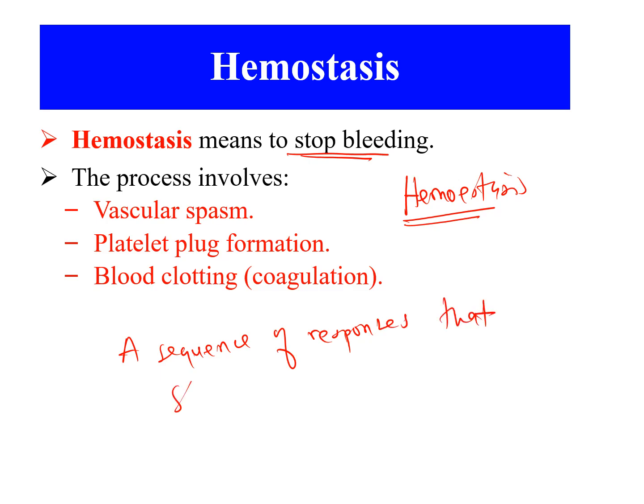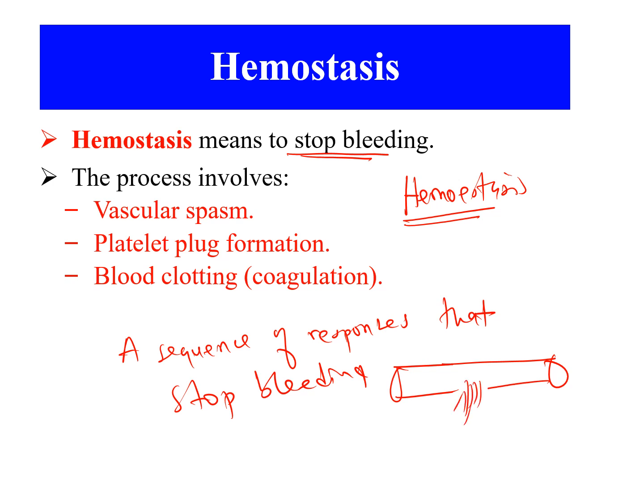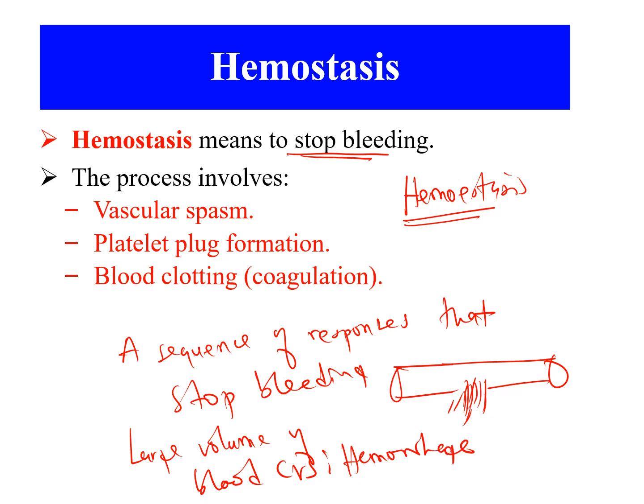So when there's a damage to the blood vessel, here is our blood vessel which has been damaged at this point here. Blood can start leaking out and this person can bleed to death. There could be loss of large volume of blood from the cardiovascular system, and this is known as hemorrhage. So the process by which we stop or prevent hemorrhage, the process by which we stop bleeding, is known as hemostasis. And this process proceeds in 3 important steps or sequences.